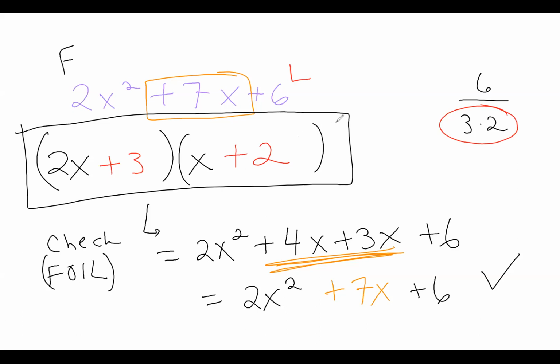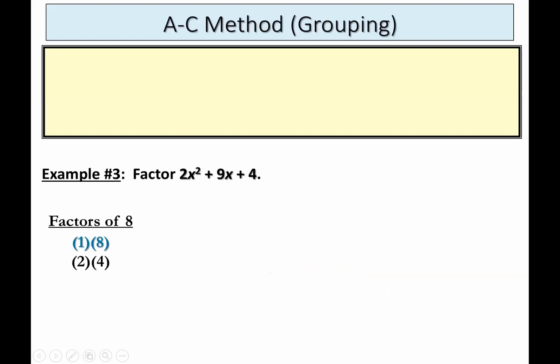So we've now seen two examples using trial and error. What we're going to see next is this other method that if you're totally new to factoring, a lot of students actually prefer, at least at first, using this other method called the AC method. Okay, so let's take a look at the steps here. Totally different method. Here we go.